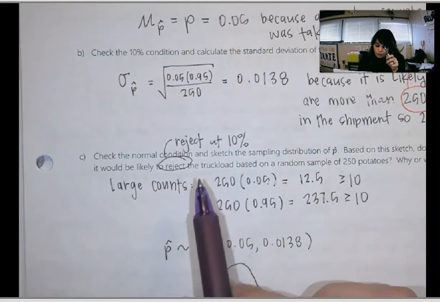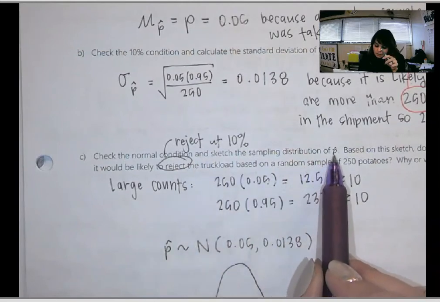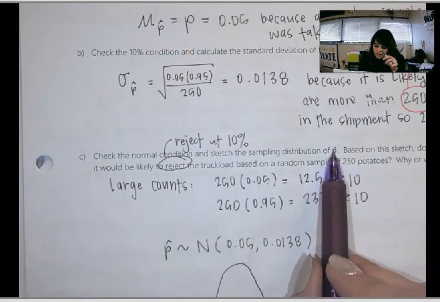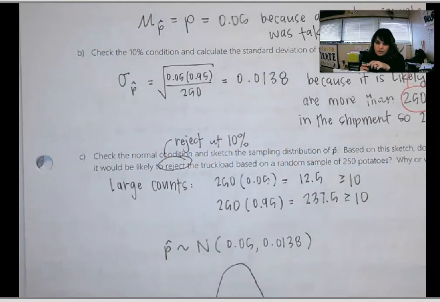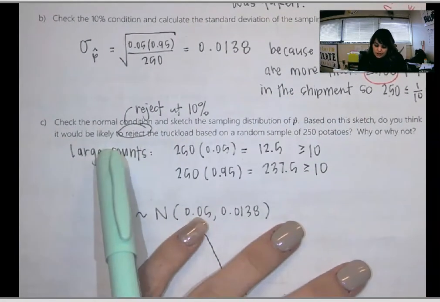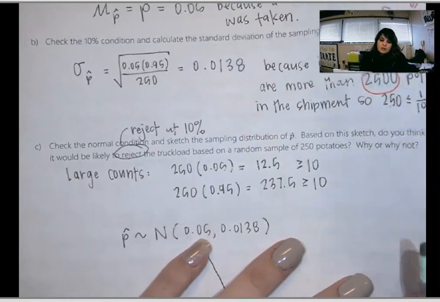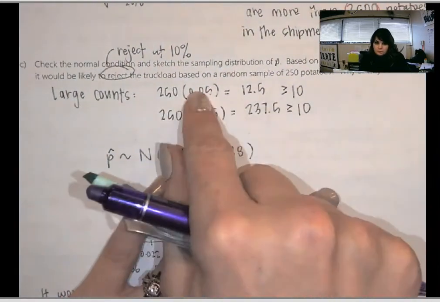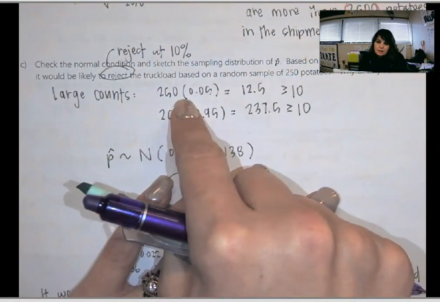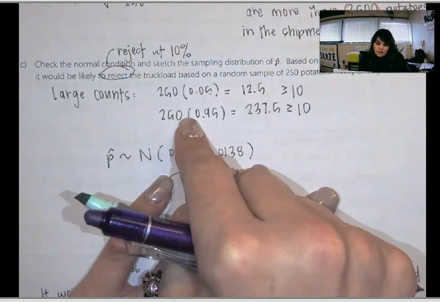Check the normal condition and sketch the sampling distribution of P hat. So let's start there. Check the normal condition, that means check large counts. The first one is satisfied, n times P. The second one is satisfied, n times 1 minus P.